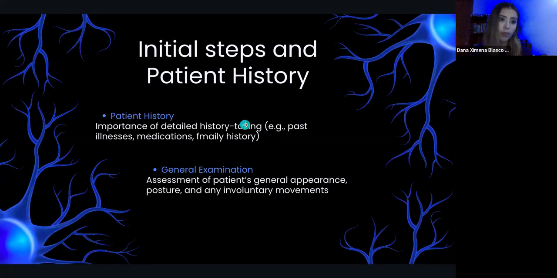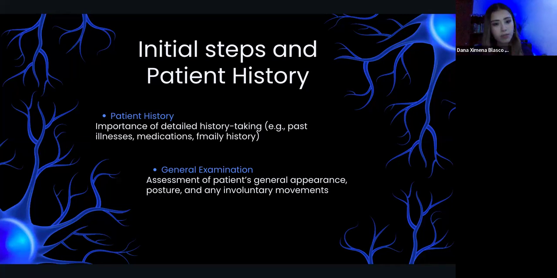So remember that before our neurologic exam, we're going to have initial steps in patient history. And we already saw this topic in our last lesson, patient history. It is important that we already have our detailed history taken, for example, past illnesses, medications, family history, all of these things we already saw in our previous lesson, and to make a proper general examination before the neurologic exam.